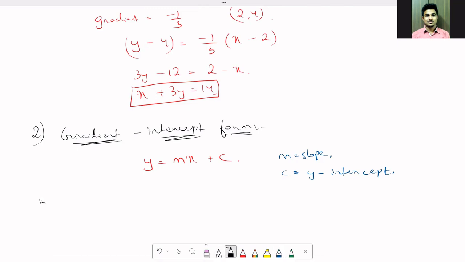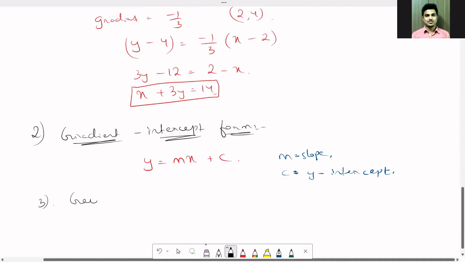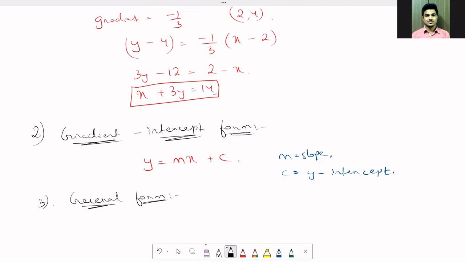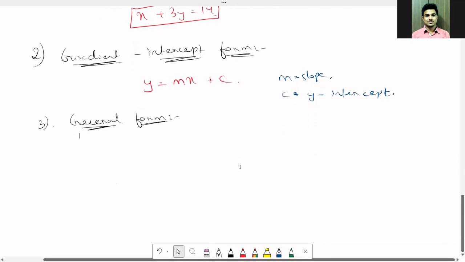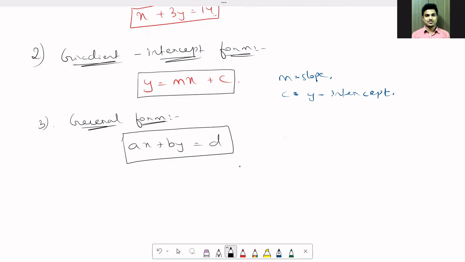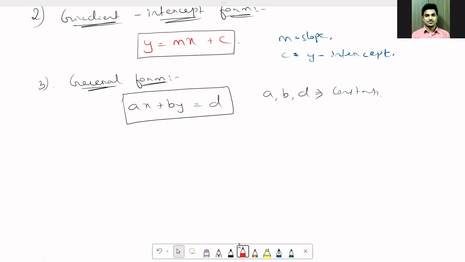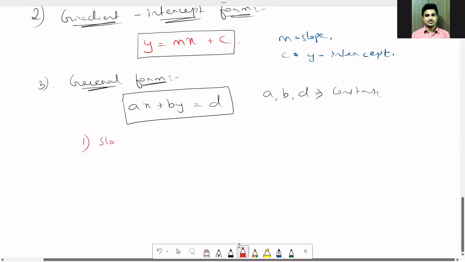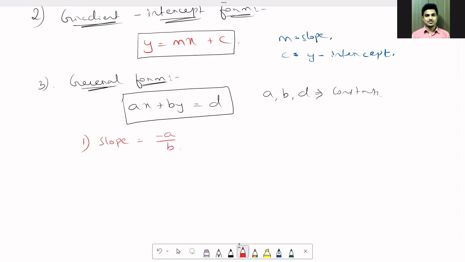Okay, so let's move on to the third one, which is the general form. In the general form, I can say that the equation of a line is ax plus by is equal to d. And over here, all of these a, b, and d are your constants. These are your numbers, fixed numbers. From this general form, I can conclude three things. First, I can conclude about the slope. The slope will always be minus a by b.